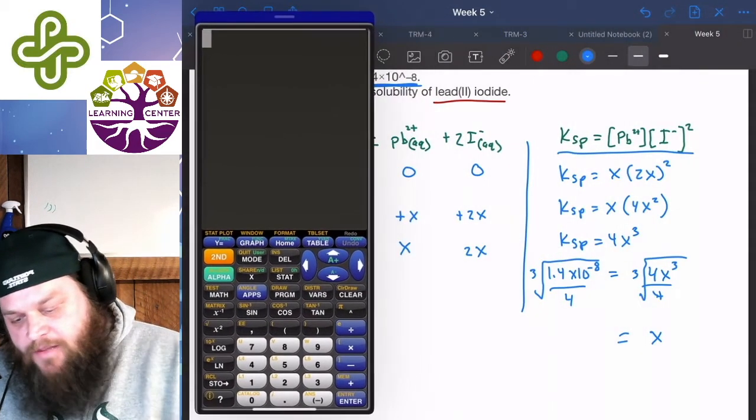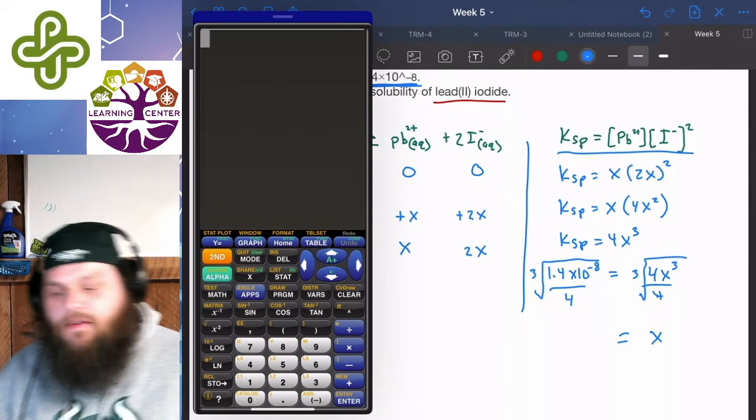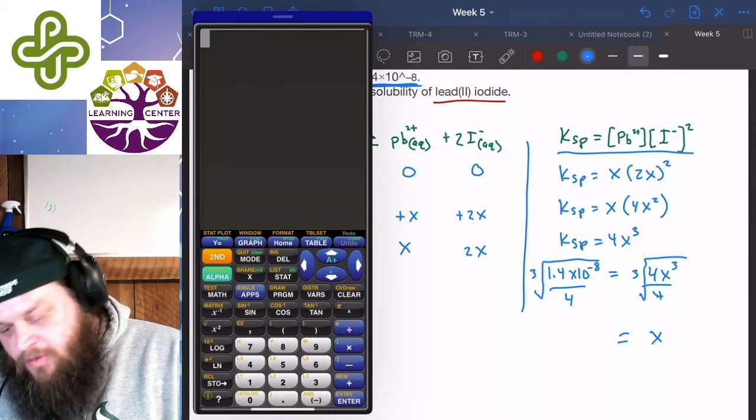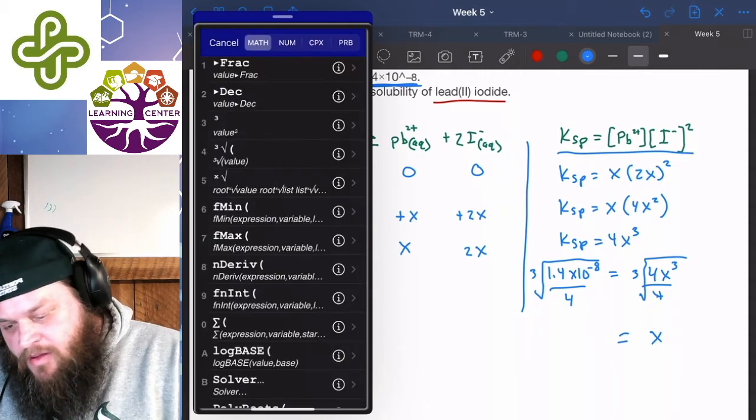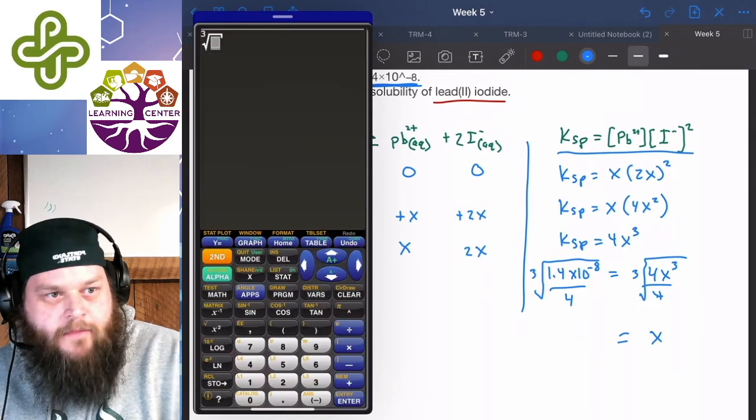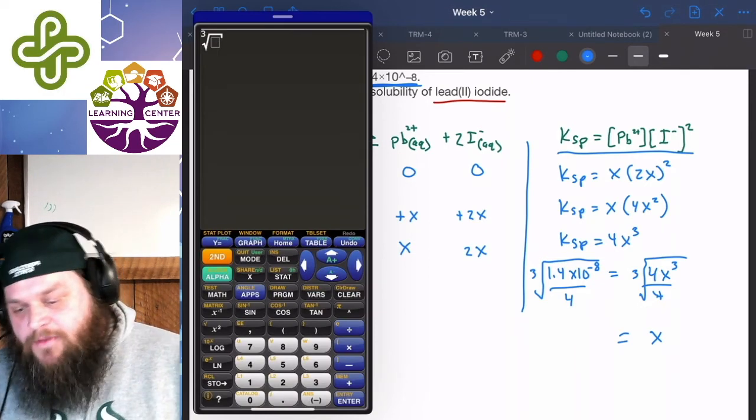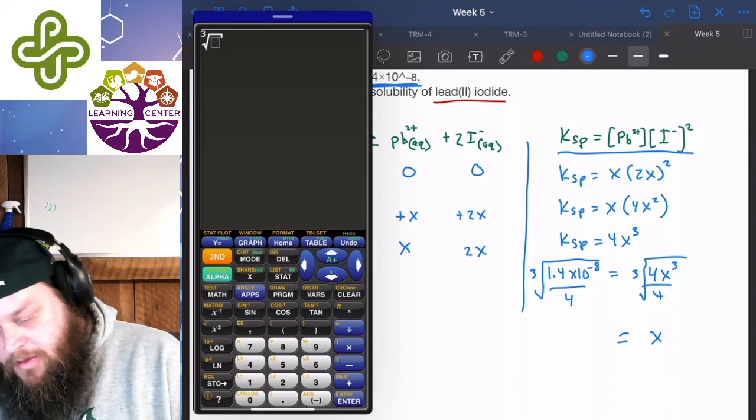So if I did that on my calculator here, this is like a TI-83, 84 style calculator. To do the cubed root, I have to go into the math function, and I have it number 4 listed there. When I do that, it puts a little 3 up on the top of the square root, which is the index for it.